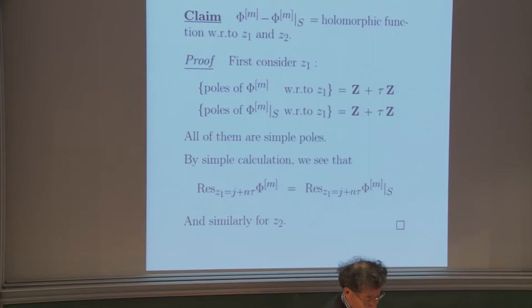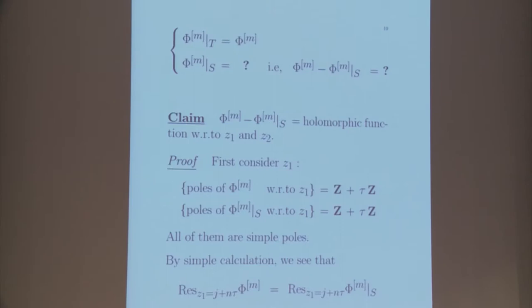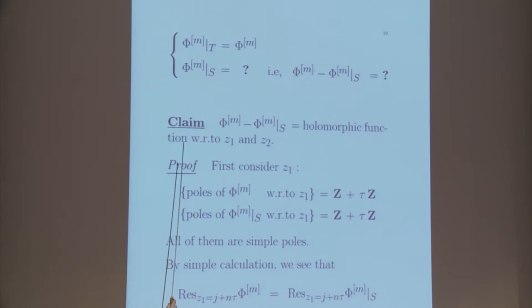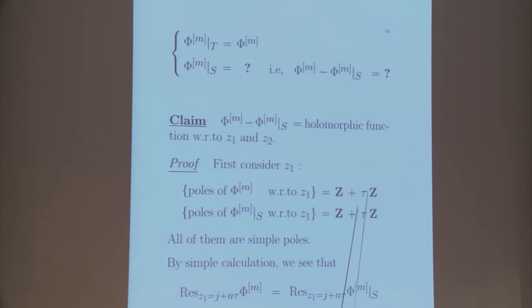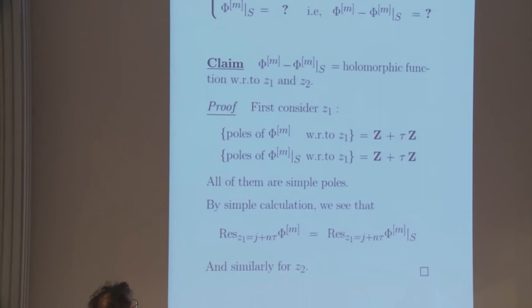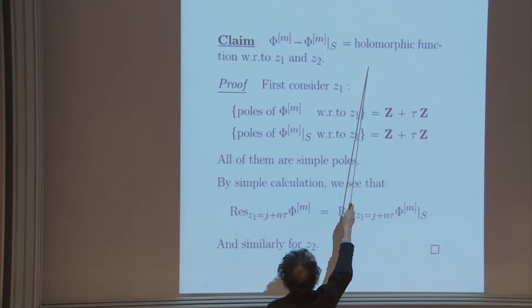In the case of this function φm, the T action is very, very simple. It is just fixed by the T action. So we want to know the S action. What is φm acted on by S? In other words, what is φm minus φm∘S? And first, we'd like to note that this difference is a holomorphic function.